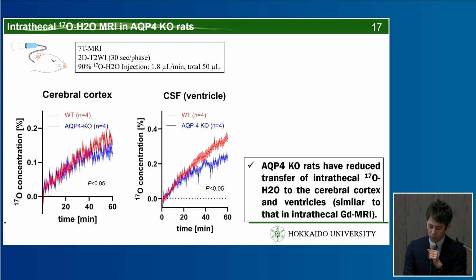This is a part of preliminary results of intracisternal O17 water MRI in AQP4 knockout rats compared to that in wild-type rats. After intracisternal injection of O17 water and calculation of O17 concentrations in the cerebral cortex and ventricles, AQP4 knockout rats had slightly reduced transfer of intracisternal O17 water to the cerebral cortex and ventricles.